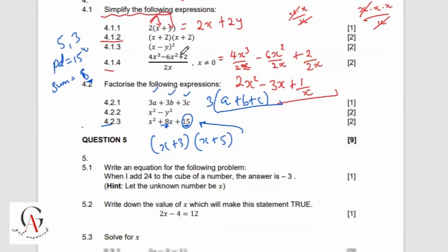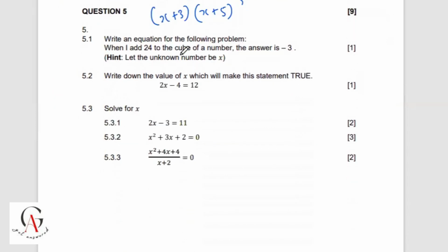Question number 5. All right, 5.1. Write an equation for the following problem. Okay. When I add 24 to the cube of a number, the answer is -3. They told us let the unknown number be x. So if you add 24 plus the cube, which is x to the 3, the answer is -3. So this is the expression they wanted.